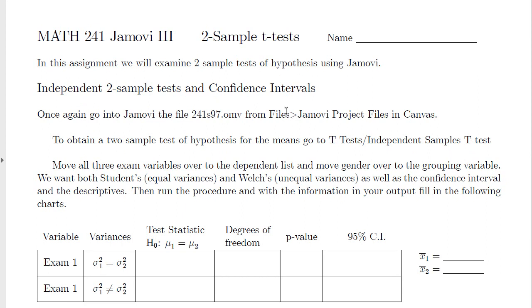We're also going to generate confidence intervals. So you're going to work from the file 241S97. That's in Files, Jamovi project files inside Canvas. And you're going to do an equal variance test and also an unequal variance test. And you're going to put in here your test statistic, degrees of freedom, your p-value, and your confidence interval. And then your sample means over here. So let me show you how to do that.